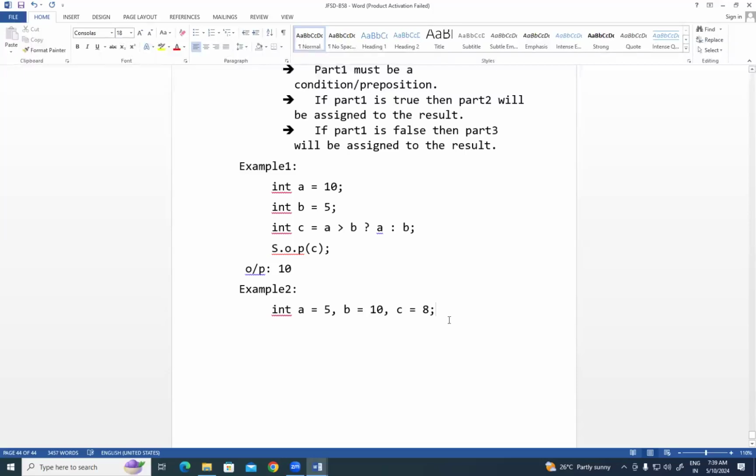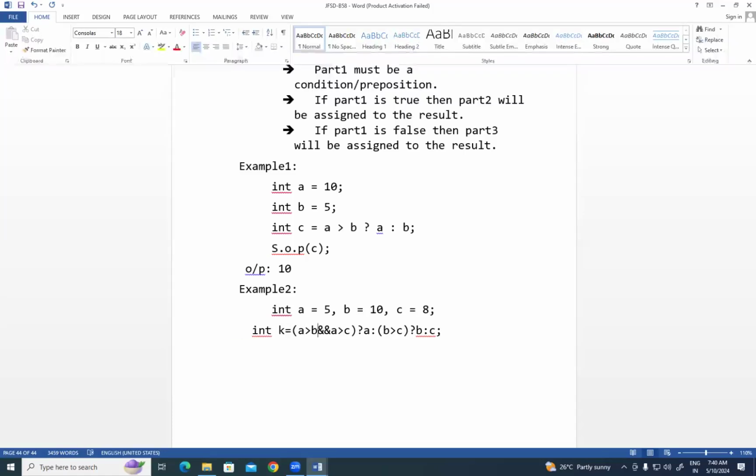See here, folks. Please understand. int k equals to, look at this, A greater than B and A greater than C, question mark A colon, B greater than C, question mark B colon C. I will explain this.